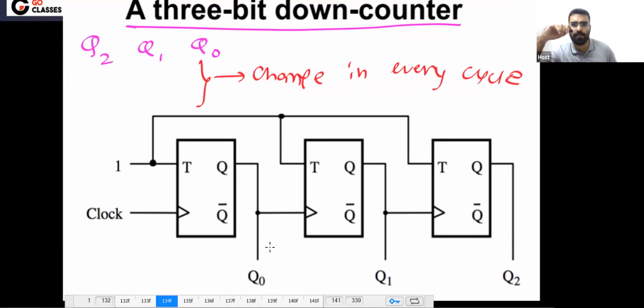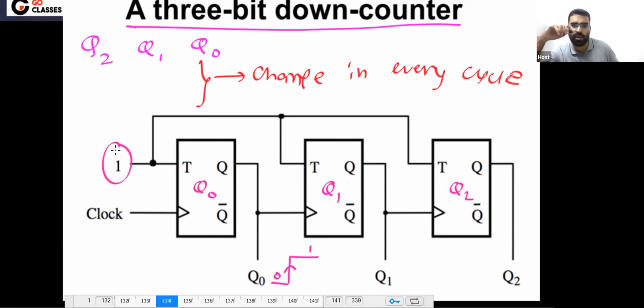Is it happening in this diagram? Remember, your circuit is positive edge triggered. All the flip-flops are positive edge triggered flip-flops. Okay, this is your Q2. Sorry, this is your Q1. This is your Q0. This is your Q2. So when Q0 is going from 0 to 1, this second flip-flop will toggle because we are connecting 1.